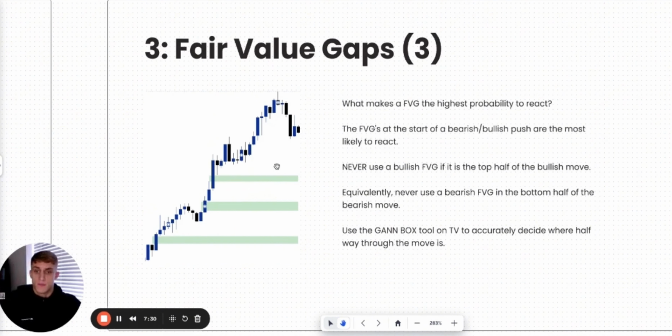If you want to do this properly on TradingView, you want to go to the Gann box tool, and this will basically help you visualize where exactly the half point is on a move. So you want to get the lowest point of a move and the highest point of a move, get the Gann box tool out, and you can easily visualize where the top half is, where the bottom half is, and you don't want to place trades within that top half. That being said, that's only for a bullish move. For a bearish move, where the price is decreasing, you don't want to take trades on fair value gaps in the bottom half.